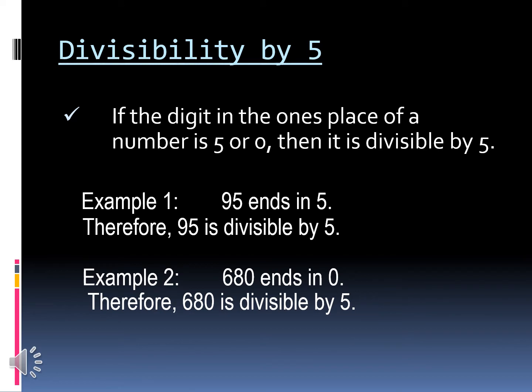Divisibility by 5, one of the easiest. If the last digit or the ones place of a number is 5 or 0, then the number is divisible by 5. For example, 95 ends with 5, so it is divisible by 5. 680 ends with 0. Therefore, 680 is also divisible by 5. You can think of any other number like 33. 33 ends with 3, so the last place is neither 5 nor 0. So 33 is not divisible by 5. This is how we check the divisibility rule of 5.